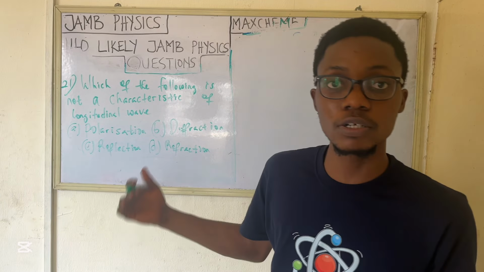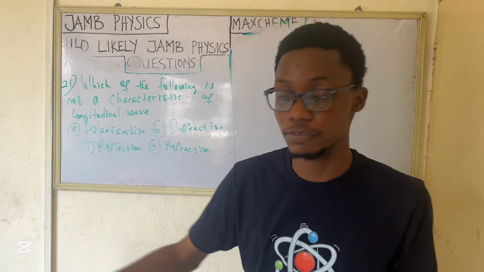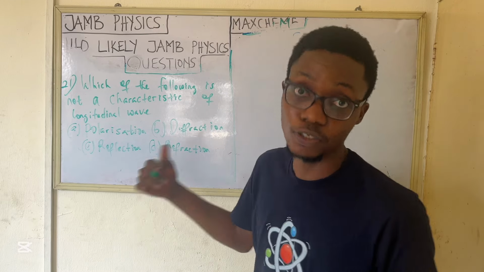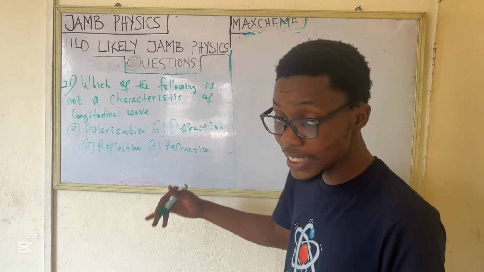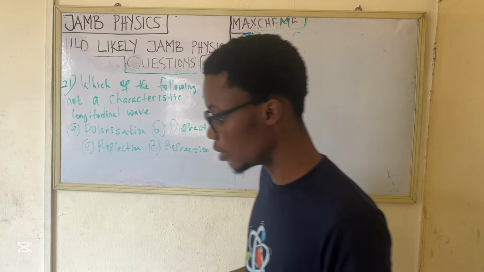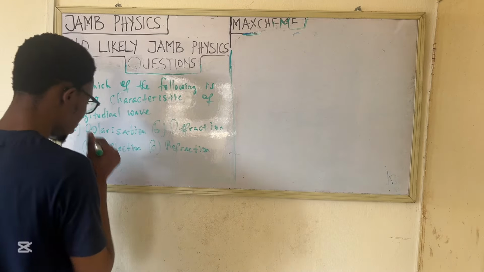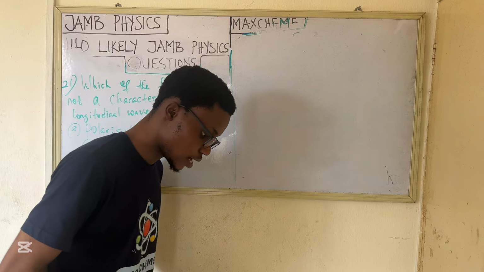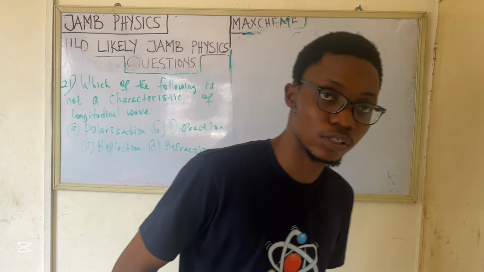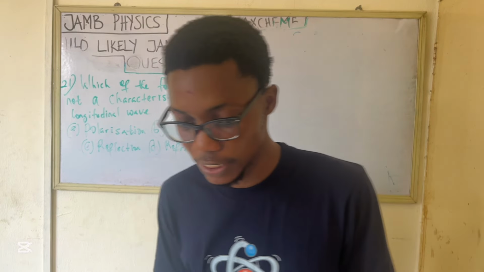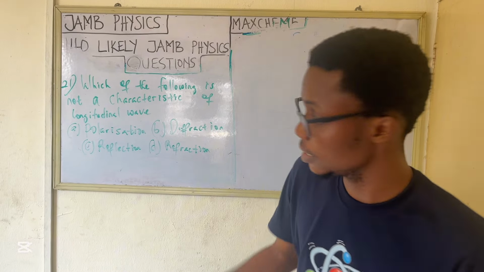Now we have to start with all these terms, which are the properties of wave. We have polarization, diffraction, reflection, and refraction here. One of these is not a property of longitudinal wave. The first one we have is polarization. What is polarization? When the wave particles are moving in the direction of the vibration, that is polarization.